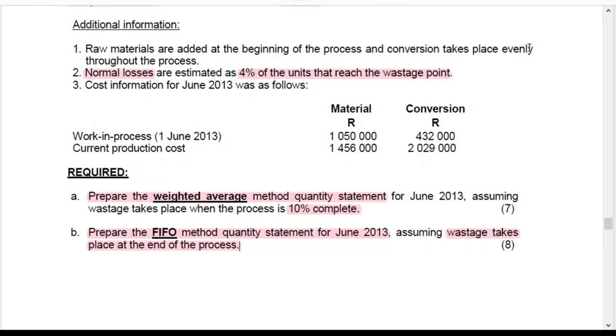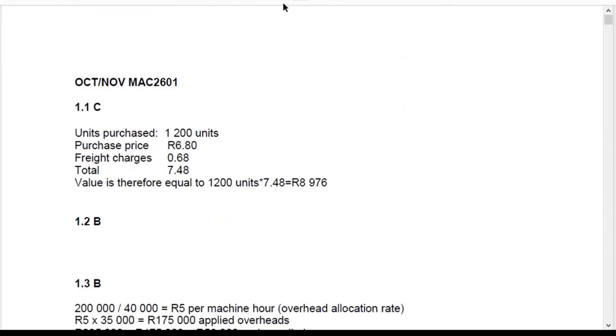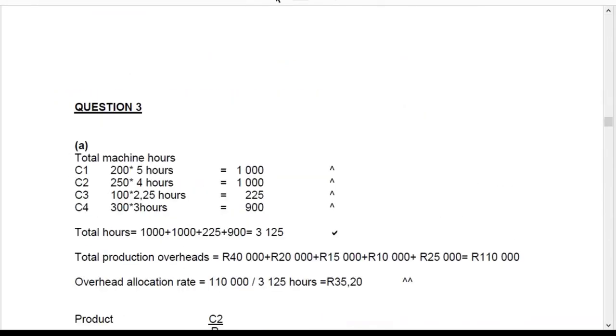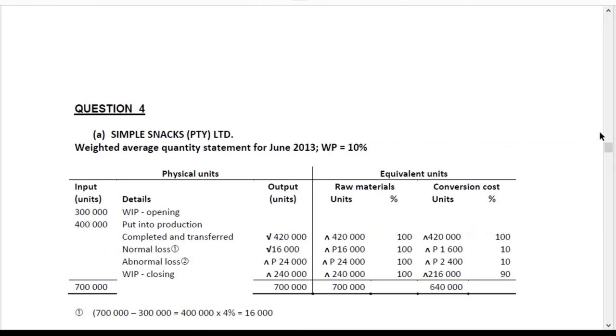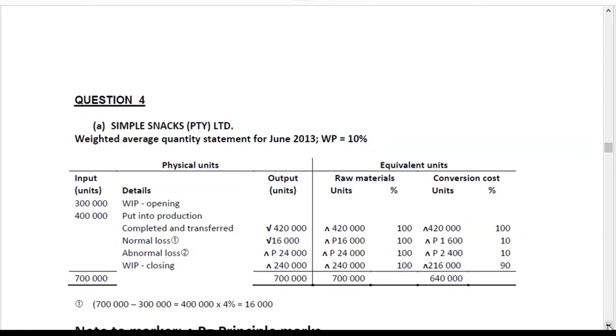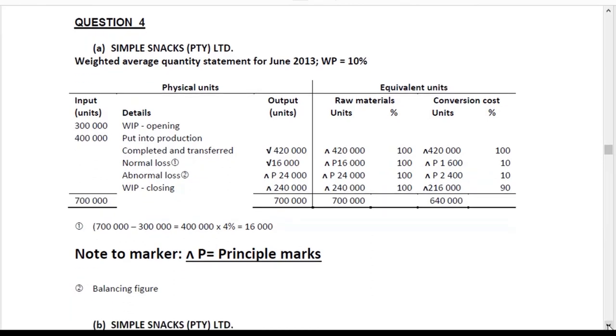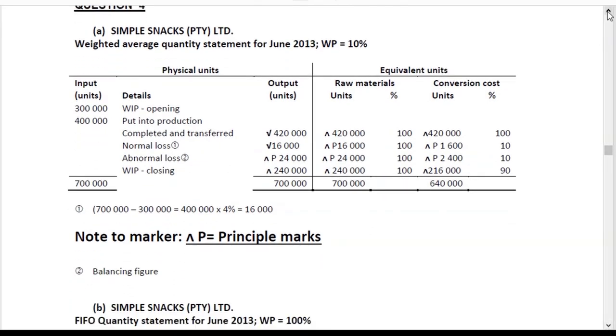Okay, cool. So you have a task to do: the weighted average method with a 10% wastage point, and the other one, first in, first out, where the wastage point is at the end. So let's look at the solution. Let's look at the weighted average solution first. All right, so here it is, wastage point is 10%.